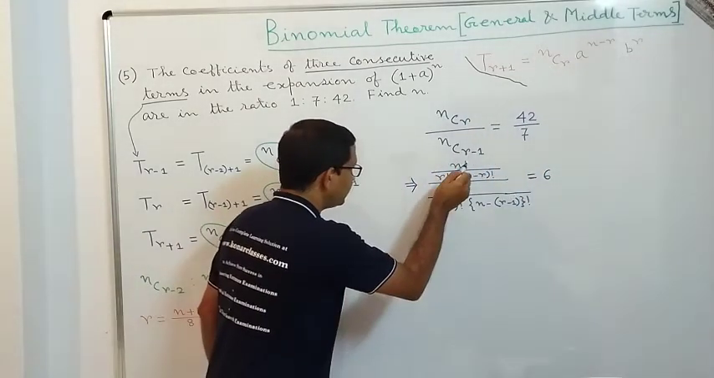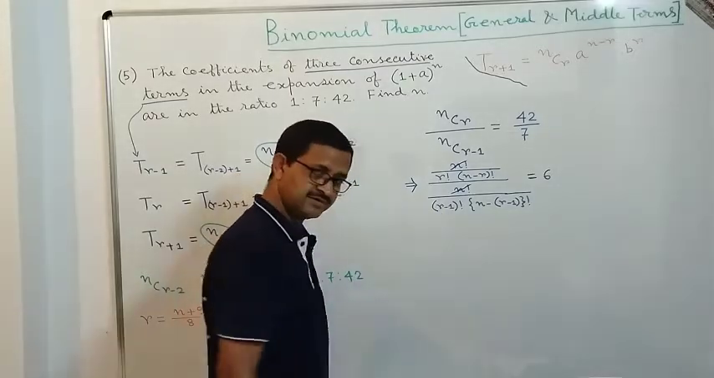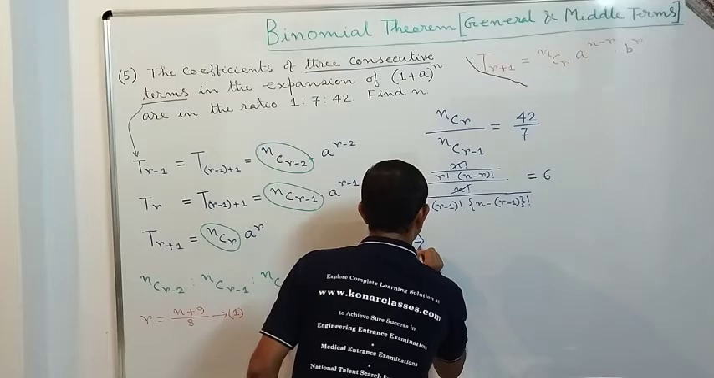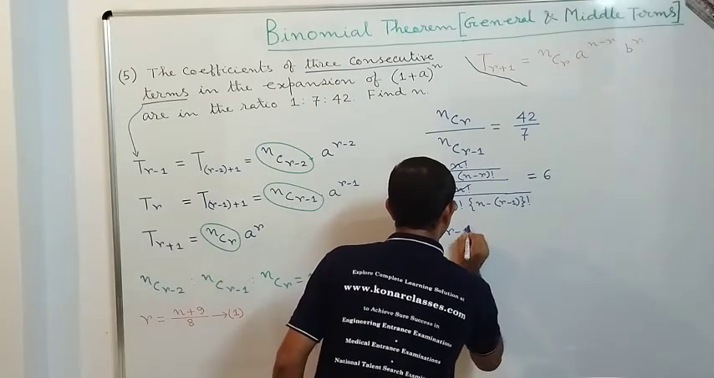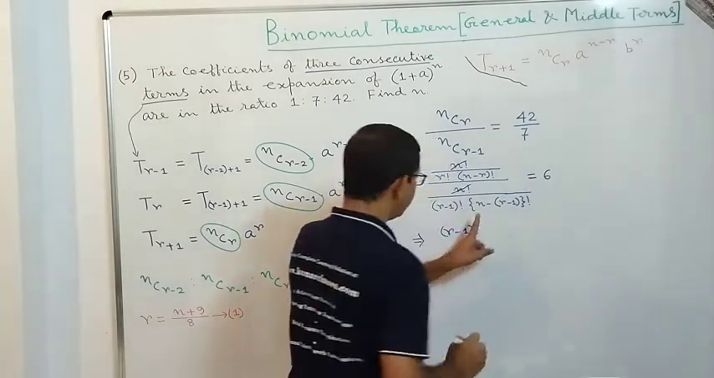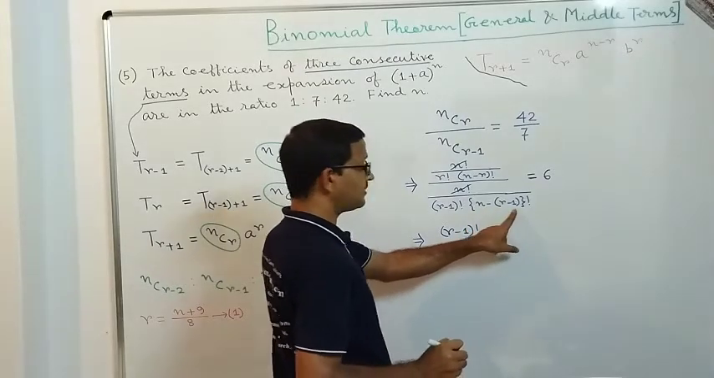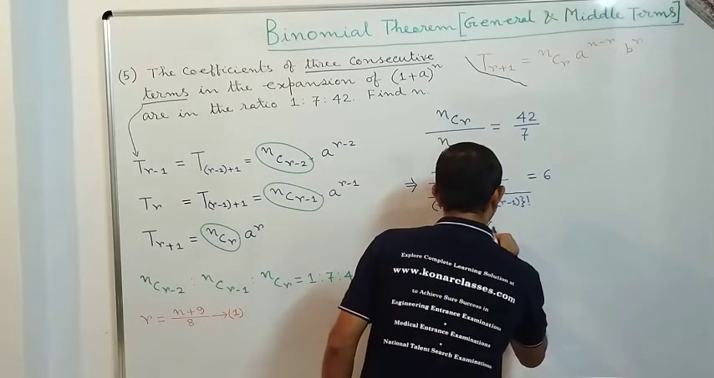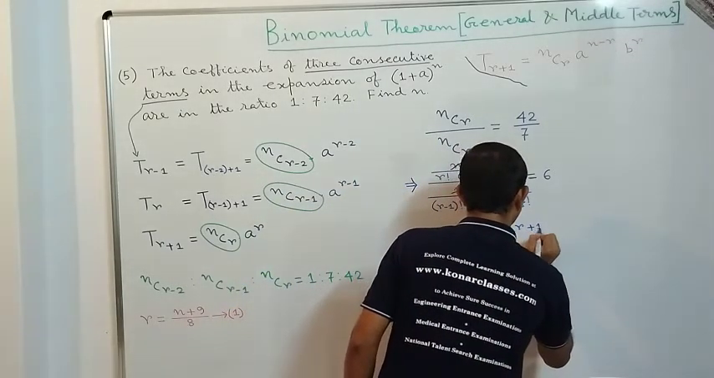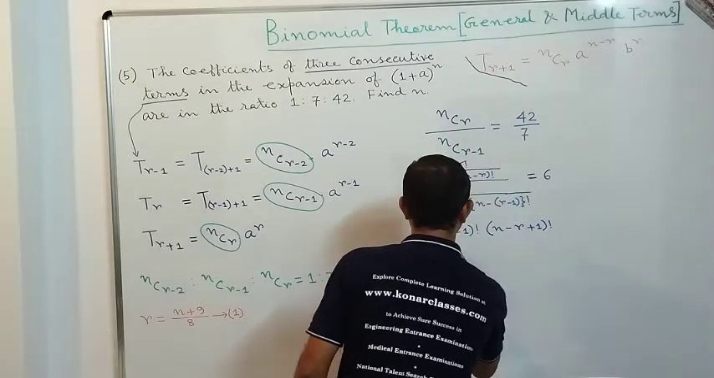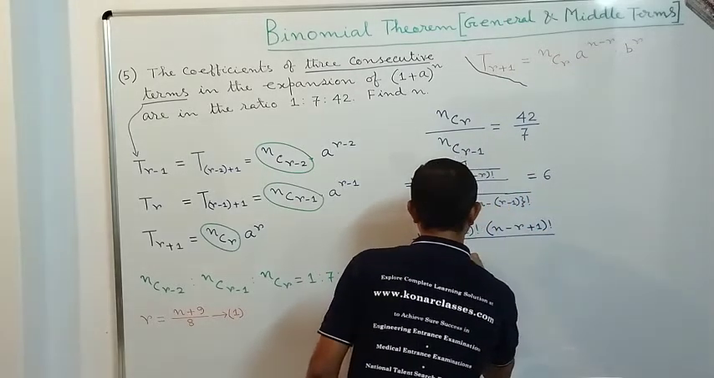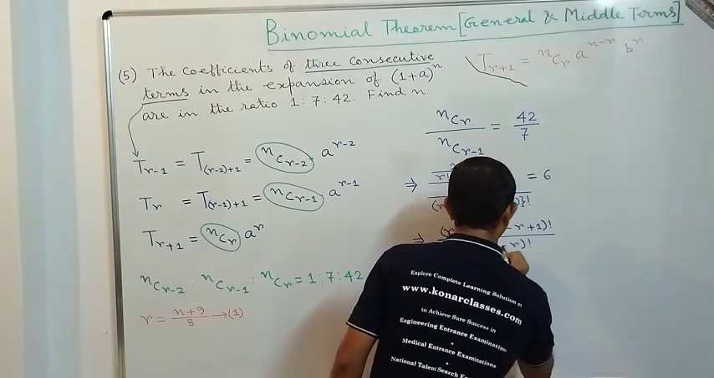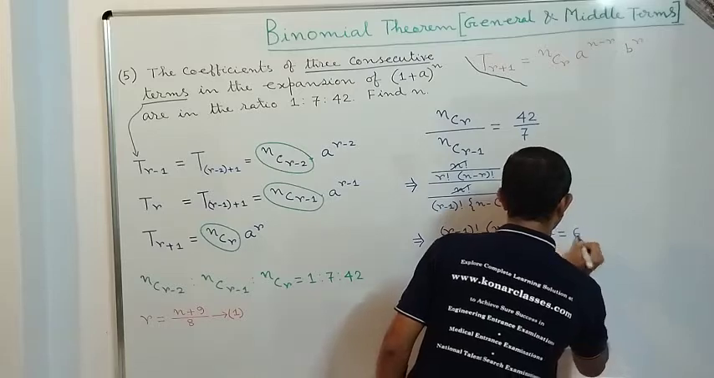Now dear students, this n factorial and n factorial got cancelled. So we can bring this to the numerator. So from here what we get, dear students, is (r minus 1) factorial into (n minus (r minus 1)) factorial. That means (n minus r plus 1) factorial divided by r factorial into (n minus r) factorial, that is equal to 6.